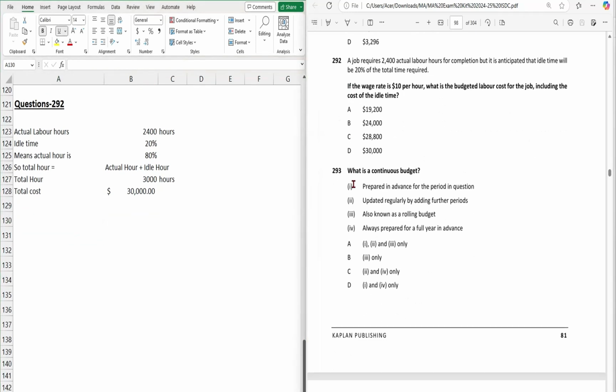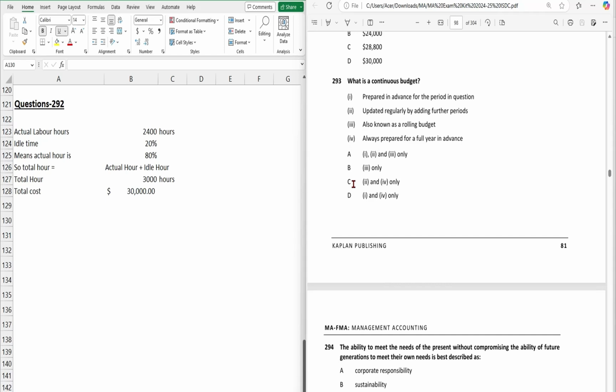The next question is, what is the continuous budget? The first statement says prepared in advance for the period in question, and then updated regularly by adding further periods, also known as a rolling budget, always prepared for the full year in advance. So it is prepared in advance.